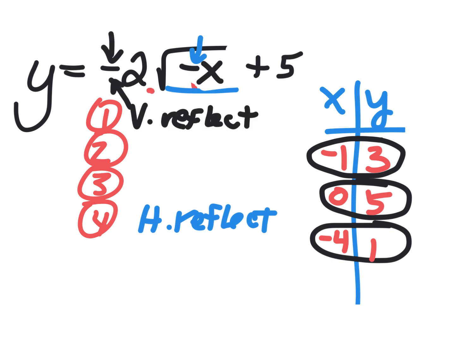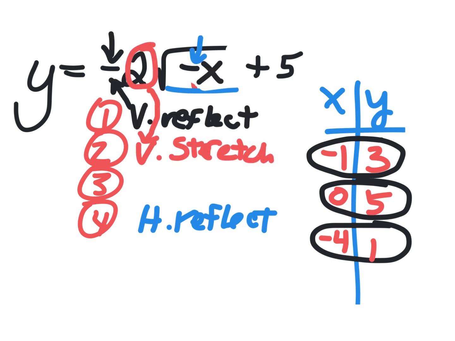How about this 2? That is a vertical stretch, because it's on the outside. Why is it a stretch? Because it's a 2. If it had been a 1/2, it would have been a shrink. So the only time it shrinks is 1/2? I don't think that you really think that the only thing that would make it shrink is a half.